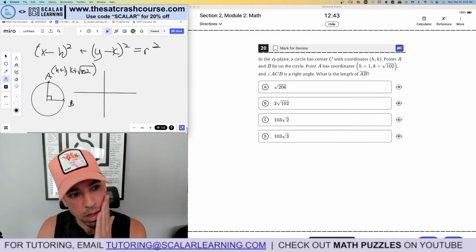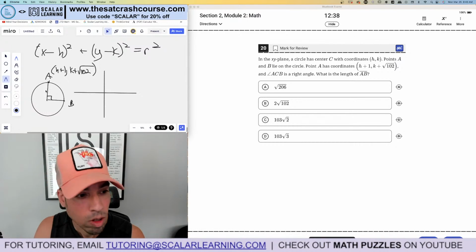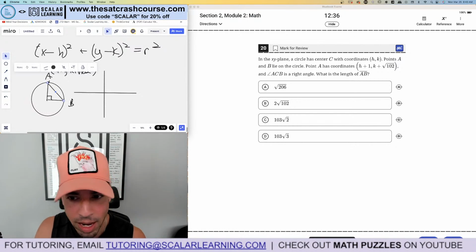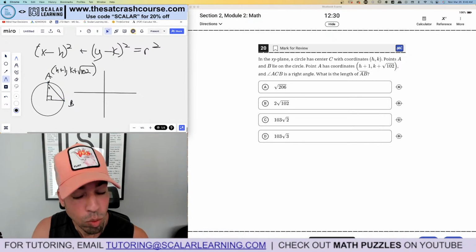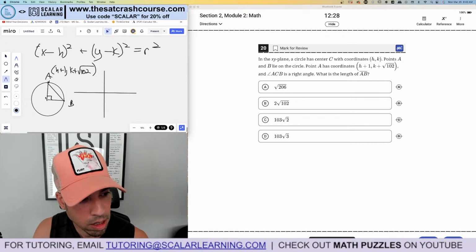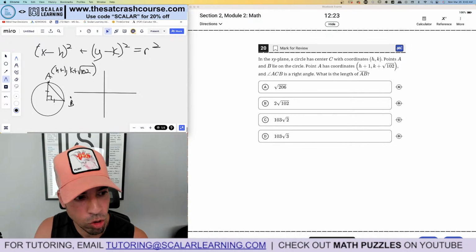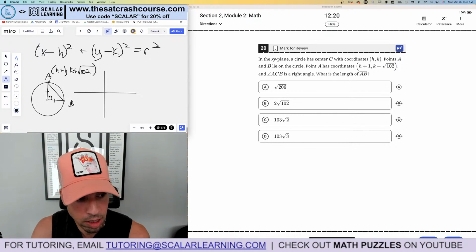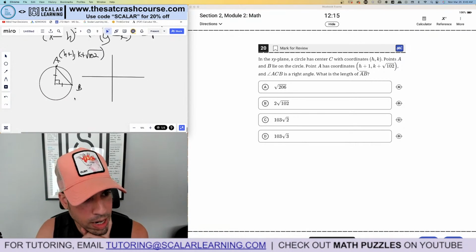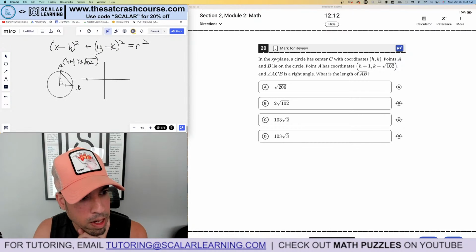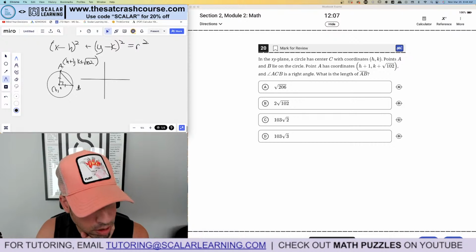Wait a minute. This should be doable. They want this length, which is AB. There's a right triangle, and it's an isosceles right triangle because it's 2 radii, so it's a 45, 45, 90. So then I can use the Pythagorean theorem. Since this is the center at h, k, I know how to do this now. I just have to get the formula down.